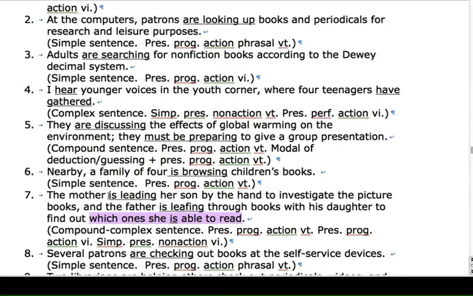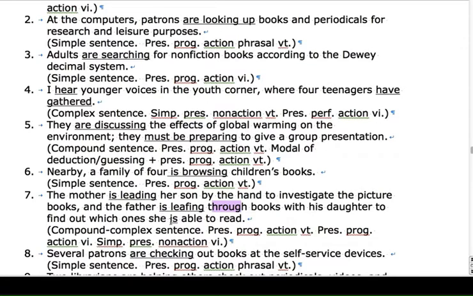All right, so let's look at the verbs. The mother is leading her son by the hand. This one is using the present progressive. It's an action verb and it's transitive, meaning it has subject here, verb here, and object here. Subject mother, verb is leading, and object her son. The second verb is leafing. This one is also present progressive. It's an action verb and it's intransitive. There's no direct object. Instead, there's a prepositional phrase. So the father is leafing through books.